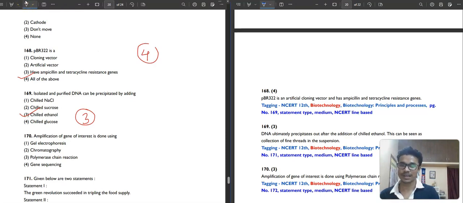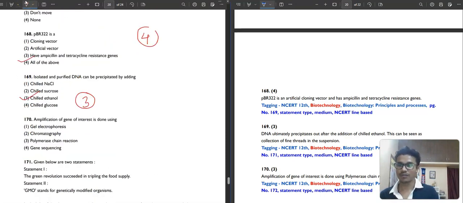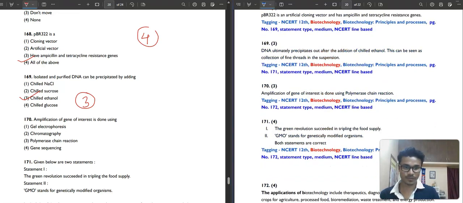Then it is saying that amplification of the gene of interest is done using gel electrophoresis, chromatography, polymerase chain reaction or gene sequencing. So question 170. Amplification of genes of interest is done by using polymerase chain reaction. So the third option is your correct answer.